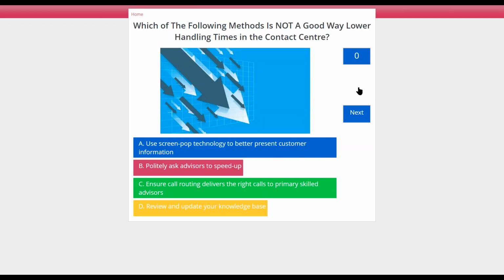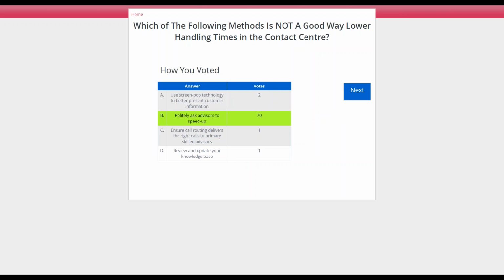And which of the following methods is not a good way to lower average handling times in the contact center? Is it A, using screen pop technology to better present customer information? Is it B, politely asking advisors to speed up? Is it C, ensuring call routing delivers the right call to primary skilled advisors? Or is it D, to review and update your knowledge base? I think that should be quite a straightforward one.